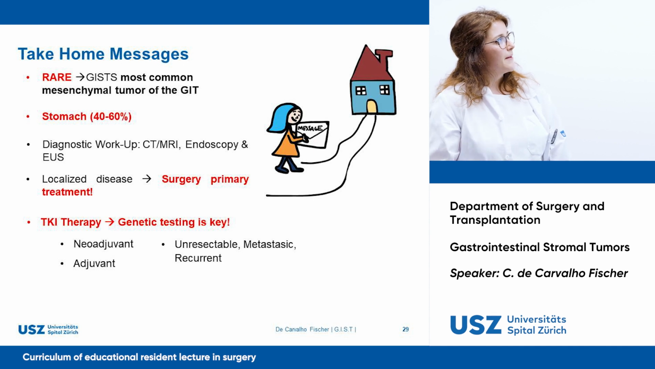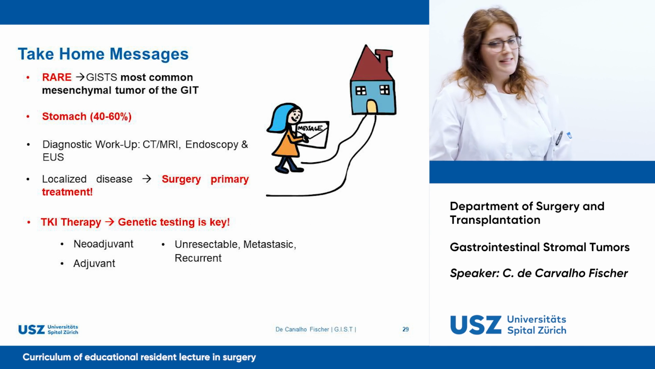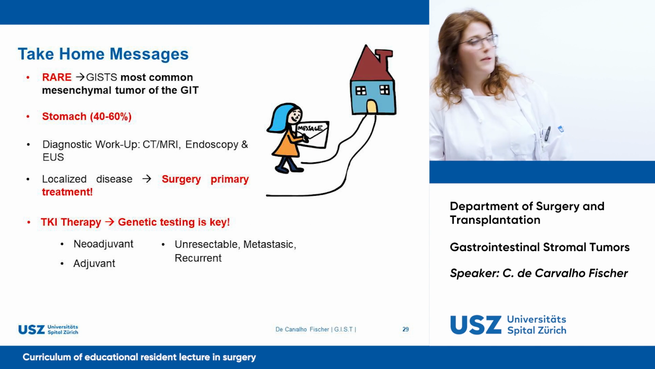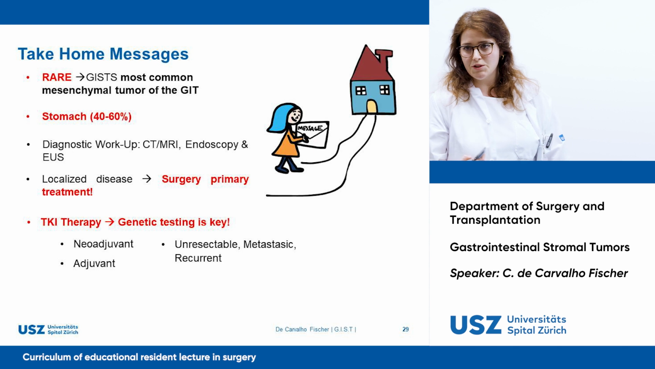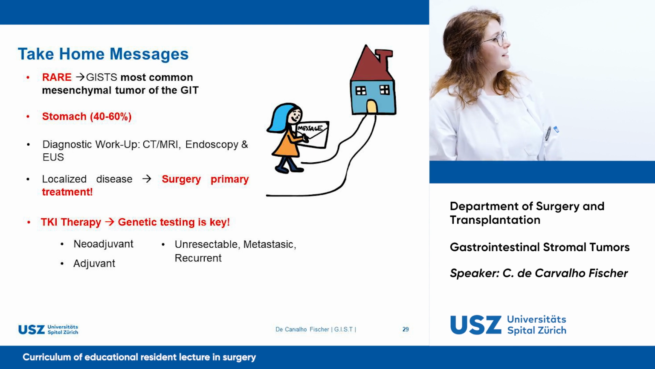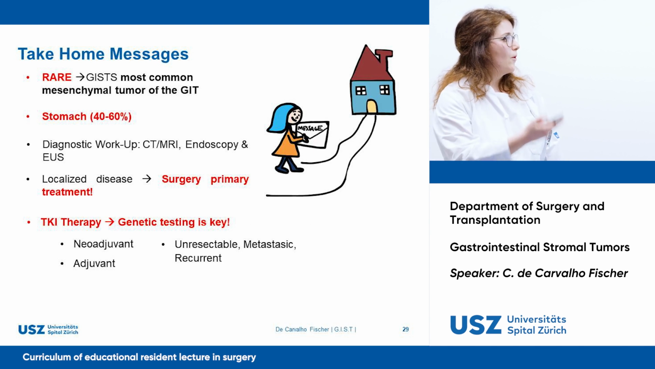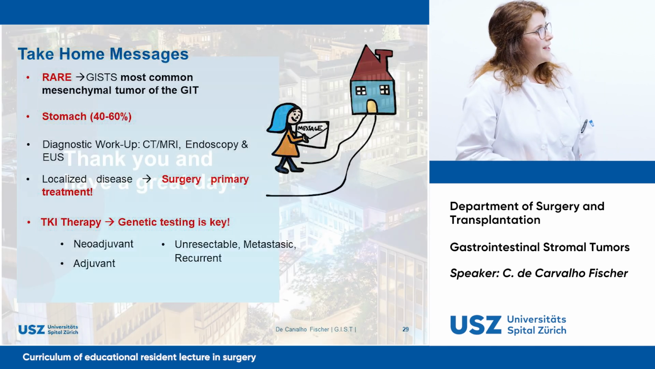Diagnostics include CT, MRI, endoscopy, and endoscopic ultrasound. In localized disease, surgery is our primary goal. Tyrosine kinase inhibitor therapy is really important in GISTs, but we should do genetic testing beforehand. And we can use tyrosine kinase inhibitors in a neoadjuvant or adjuvant setting, or for unresectable, metastatic, or recurrent disease.